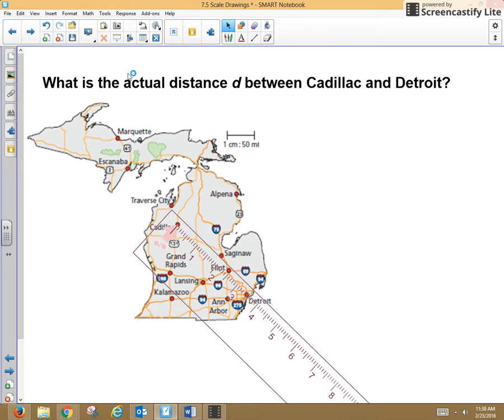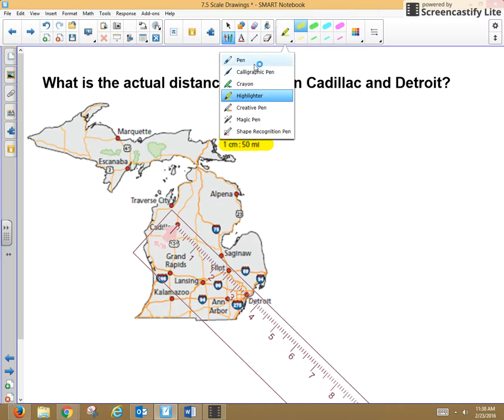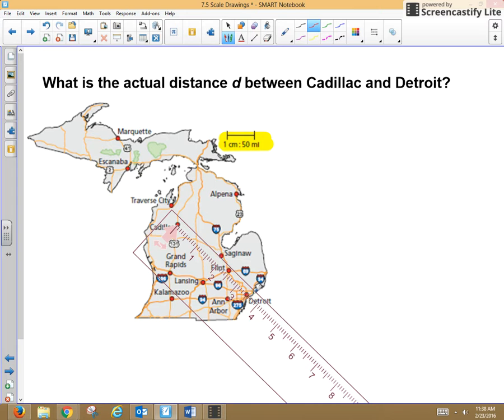So for example 1, on page 300, it says, what is the actual distance between the city of Cadillac and Detroit? And here you will see a scale factor. It shows 1 centimeter is equivalent to 50 miles. So when I have my ruler, if you have a ruler at home that measures centimeters, I suggest you use it. If not, you can trace the one in the book.